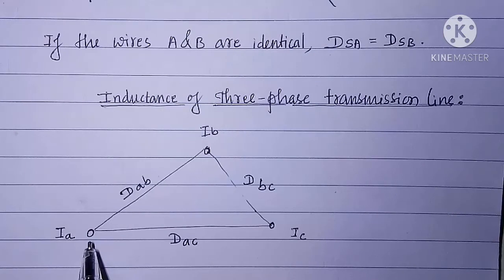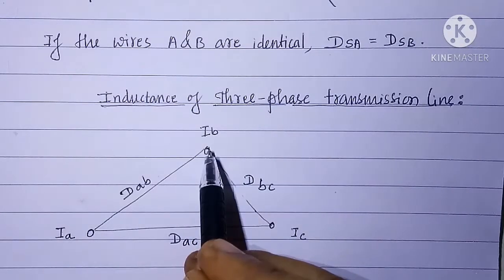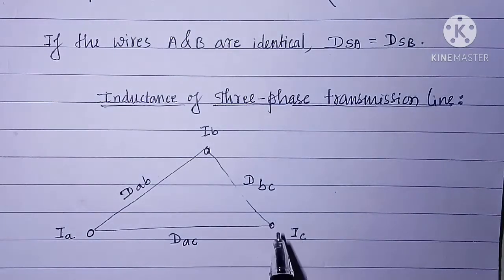Now for conductor 1 there happens to be the self-inductance, that is inductance of conductor A due to current flowing through conductor A, and there happens to be the mutual inductance due to current flowing through conductor B and due to current flowing through conductor C. So to calculate the inductance of three-phase transmission line, we have to consider self and mutual inductances between the conductors.